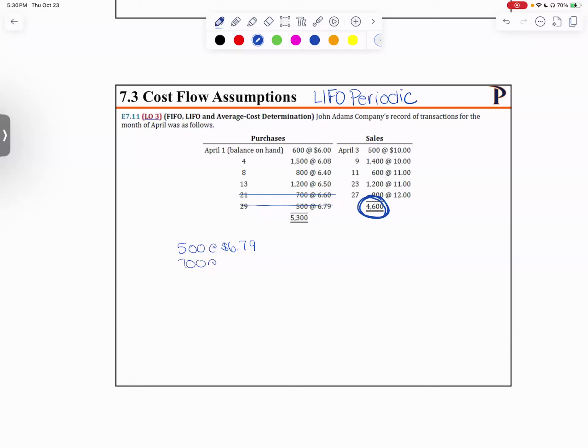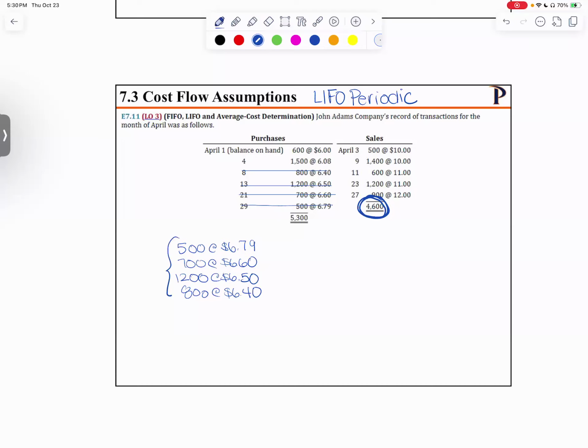Next, we'll pull from the purchase on the 21st. So 700 at $6.60. Then we'll pull from the purchase on the 13th. So 1,200 at $6.50. Then we'll pull from this purchase on the 8th, so 800 units at $6.40. And then we're getting kind of close to the top, so let's do a quick check and see where we are with our units.